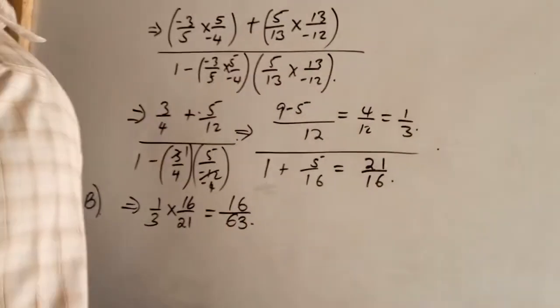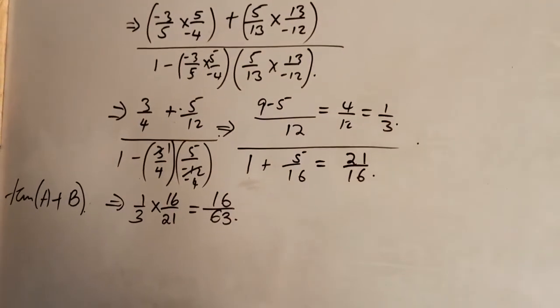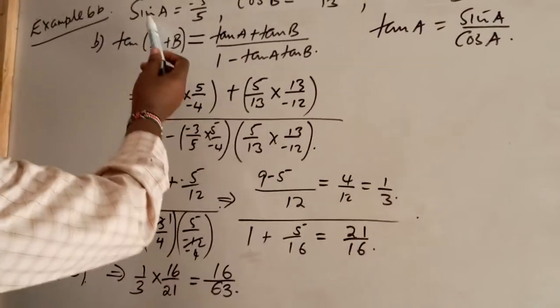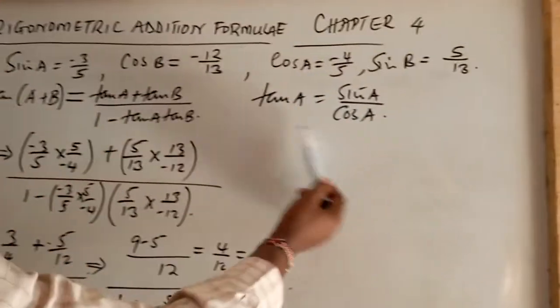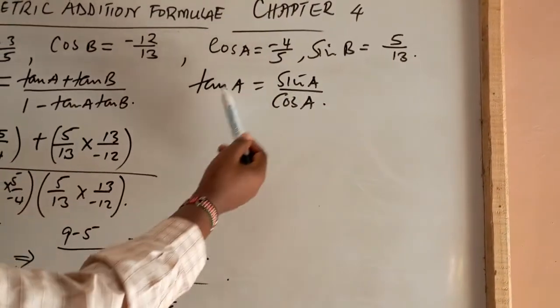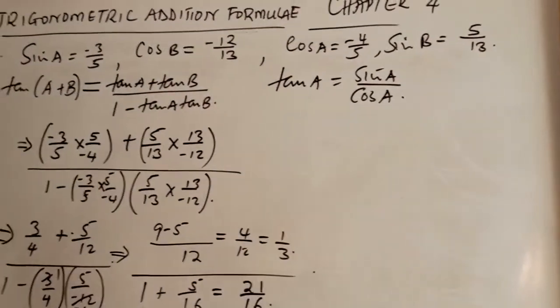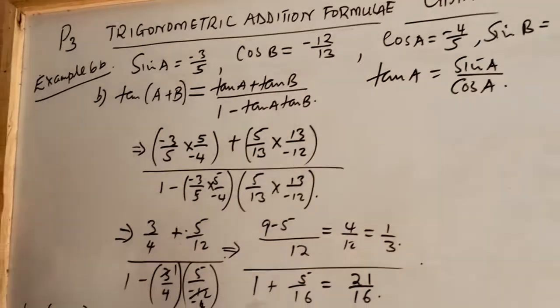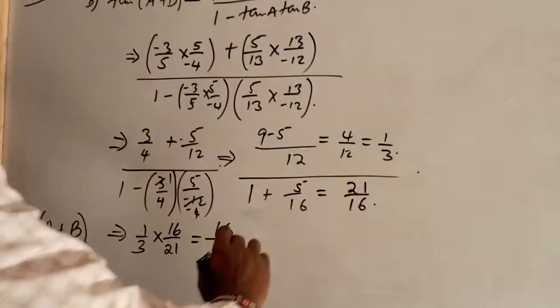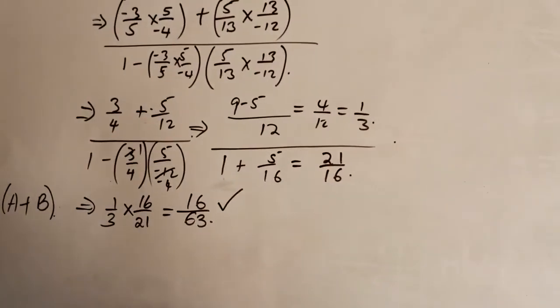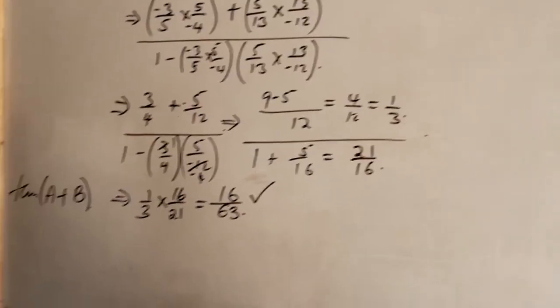And that is just it, because when you want now to get the tangent from the sine, you must remember the tangent of any angle is the sine of that angle all over the cosine of the same angle. So that is it. So the tan A plus B is 16 out of 63.